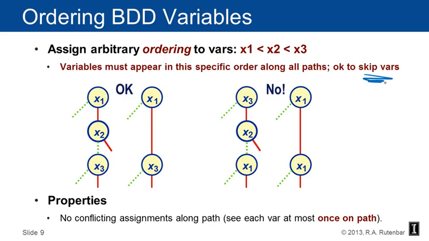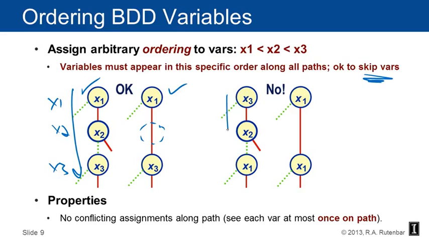So on the left, we see just a nice simple example. x1 appears, and then x2 appears, and then x3 appears. So that's perfectly okay. But the one on the right-hand side is also okay. There's no x2 in there. So x1 appears, and then on a path from the root to a leaf, there is no x2. That's fine. x1 shows up before x3. Everything is good.